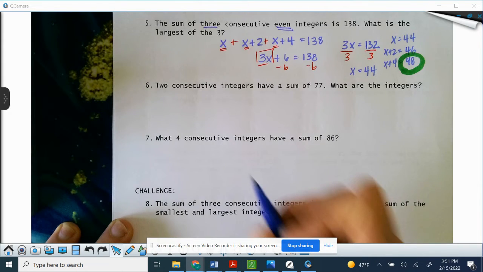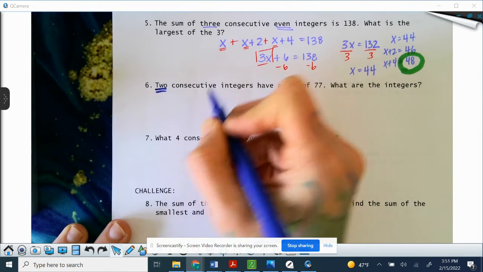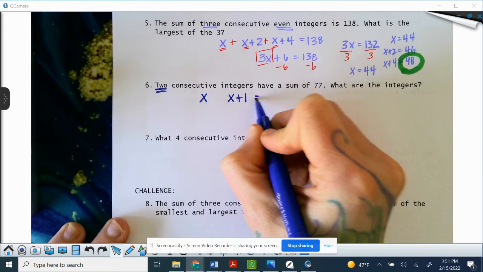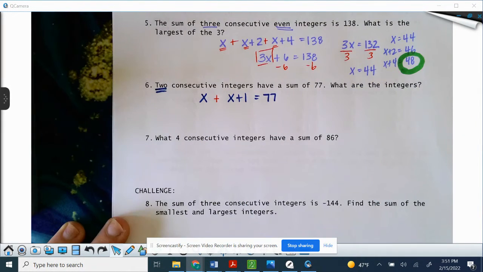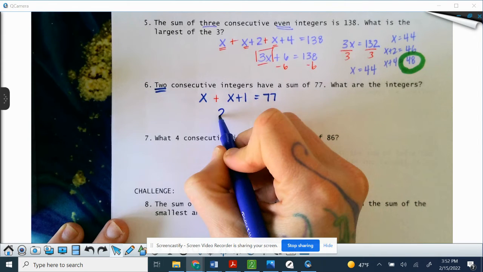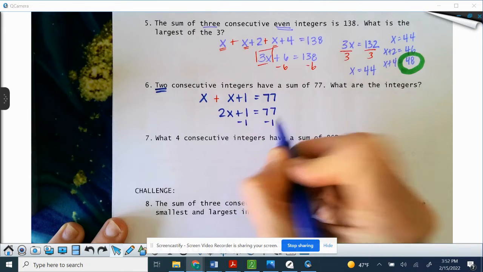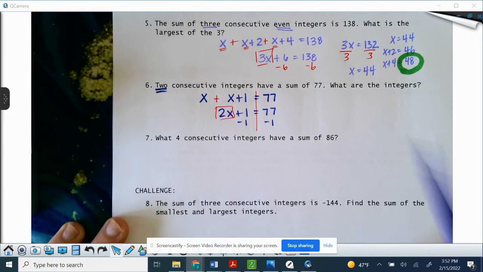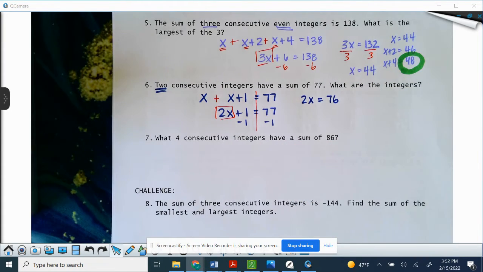So we have 2 consecutive integers. It does not say odd or even, so that means I'm going to do x and then x plus 1, and their sum is 77. So we're going to add them together. So that's 2x plus 1 equals 77. I'm going to subtract 1 from both sides because I'm trying to get that 2x by itself. And there's our big great divide. So 2x equals 76 because 77 minus 1 is 76.